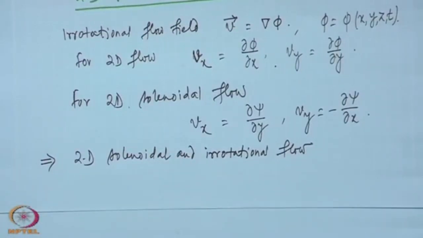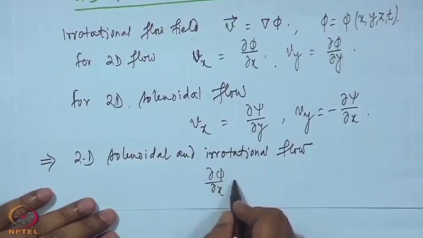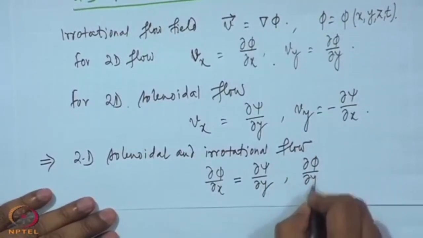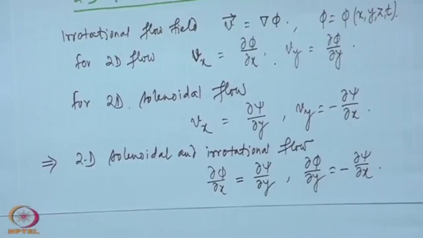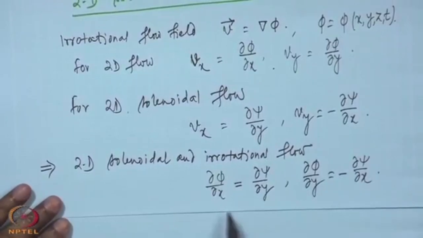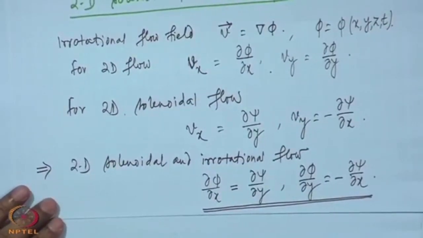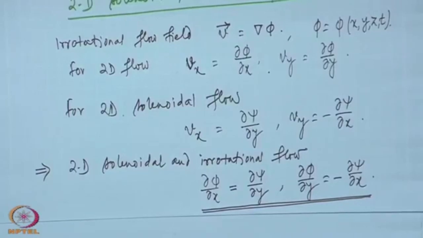What are solenoidal and irrotational flow? That is the flow field in which the rate of expansion is 0 and the vorticity is 0. We have d phi d x equal to d psi d y and d phi d y equal to minus d psi d x. So, these two functions, the two-dimensional potential function and the stream function, satisfy this relation in a solenoidal irrotational flow field.